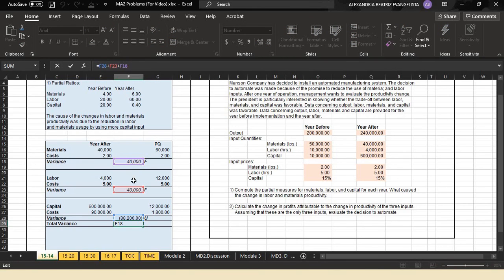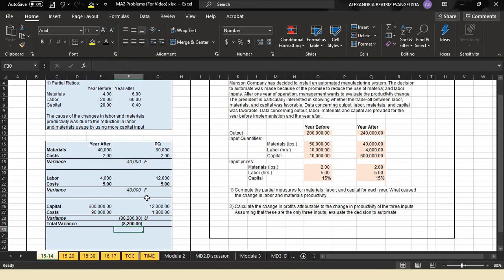So if we're going to compute for the total variance, we're just going to add these three: the 40,000 favorable for materials, 40,000 favorable for labor, and 88,200 unfavorable for capital input, and that would give us 8,200 unfavorable.